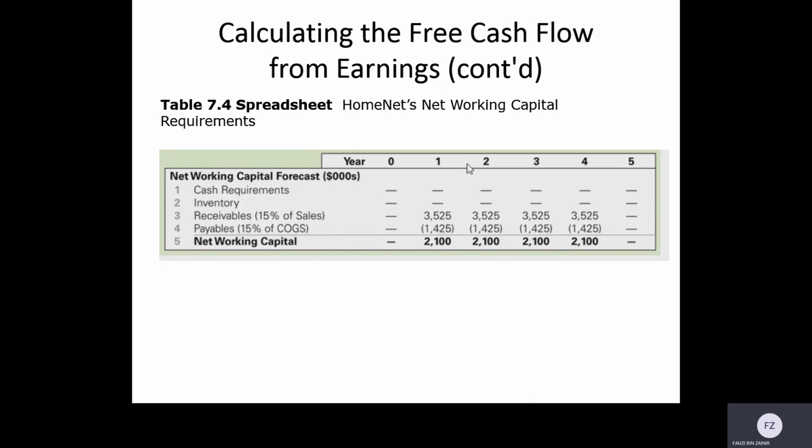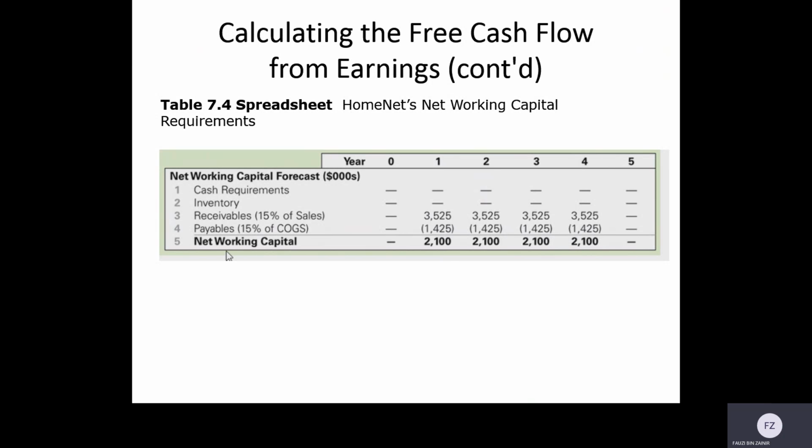As we know, net working capital is receivables minus payables. So you minus each of those amounts here. So 3525 minus 1425, you have 2100, 2100, 2100, and 2100.